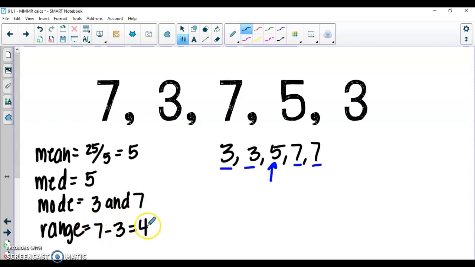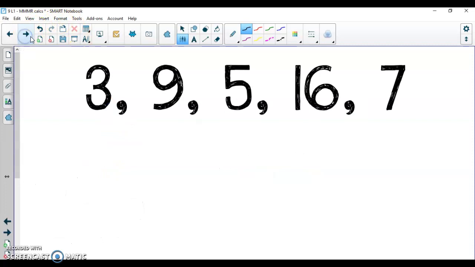Yes, you should show that subtraction problem. Yes, you should show that division problem here. Okay? That's your first example. Go ahead, write down this data set. We have 3, 9, 5, 16, and 7.